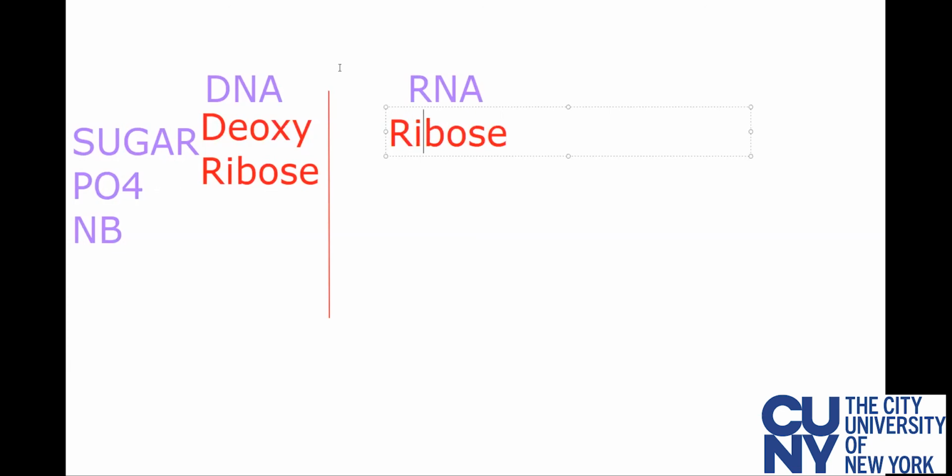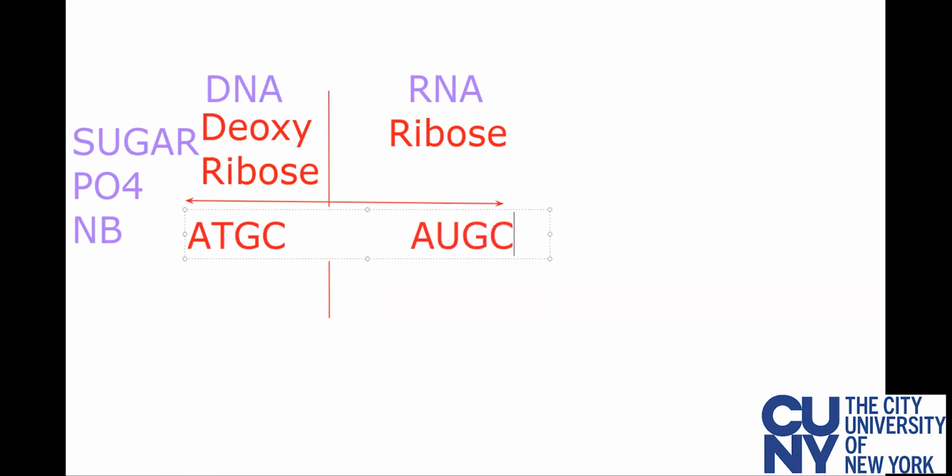Phosphate is same in both. In DNA and RNA, phosphate is same. Nitrogenous bases in DNA is ATGC, whereas in RNA it is AUGC, right? Now let's go more deep.